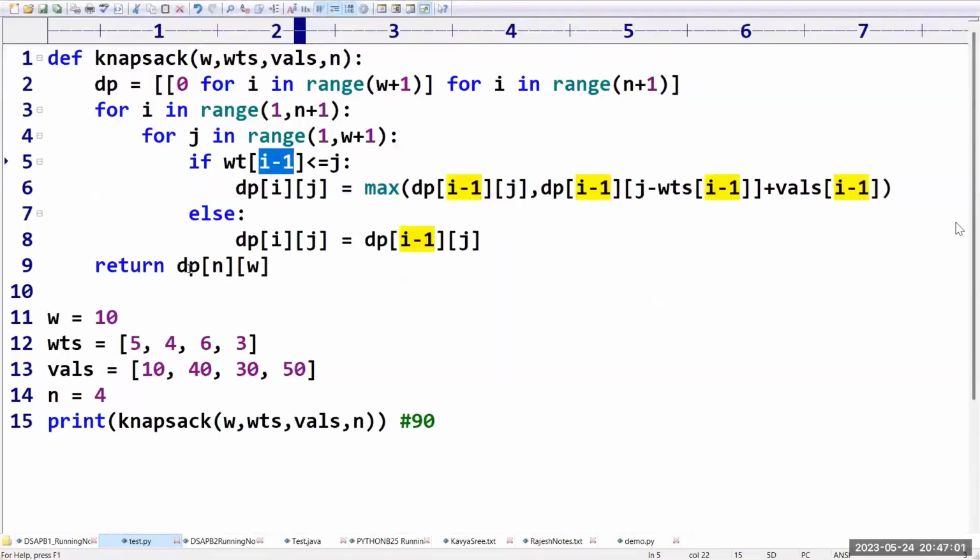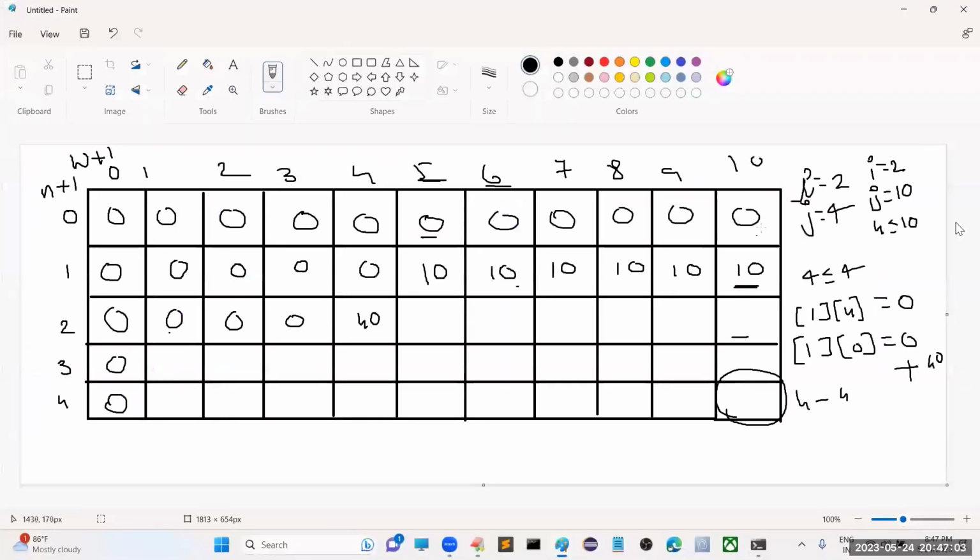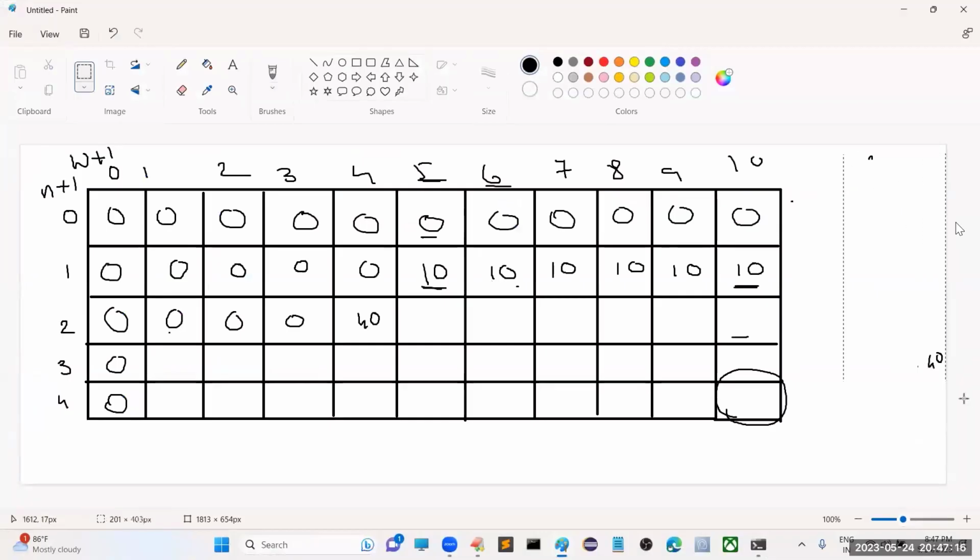1, 10. What is the 1, 10 value? I think it is going to change. From here it will change, sir. I think from here only it is going to change. Yes, we have to get new values from here only. Let us do that. Have a look once.